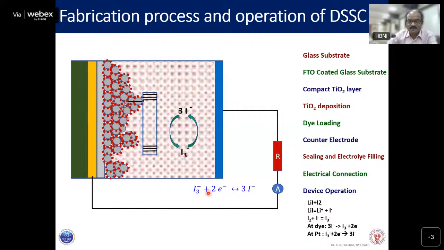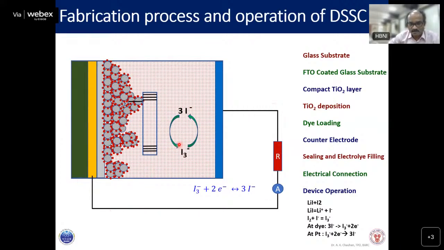They keep on regenerating each other. Now let us see what happens when light falls. So this dye is excited. The electron is reached here. This electron is immediately collected by this semiconductor, and then these semiconductors are interconnected. It goes to this TiO2, the compact layer, and then immediately it is collected by the FTO, and after the FTO, it goes like this and then comes here.